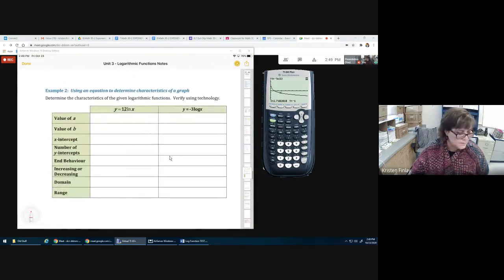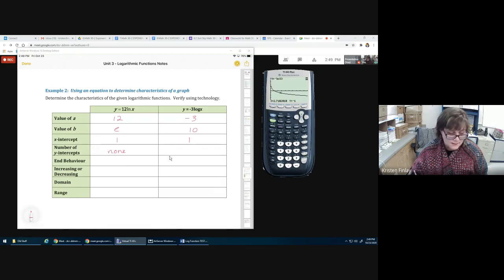So let's use an equation to determine the characteristics of a graph. Determine the characteristics of a given logarithmic function. Verify using technology. So here, our value for a is 12. Here, it's -3. Our value for b, this is a natural log, so it will be e. Here, we've got log, so it's going to be 10. There's no base written in. X-intercept, based on what we saw before, is 1. Number of y-intercepts, none.